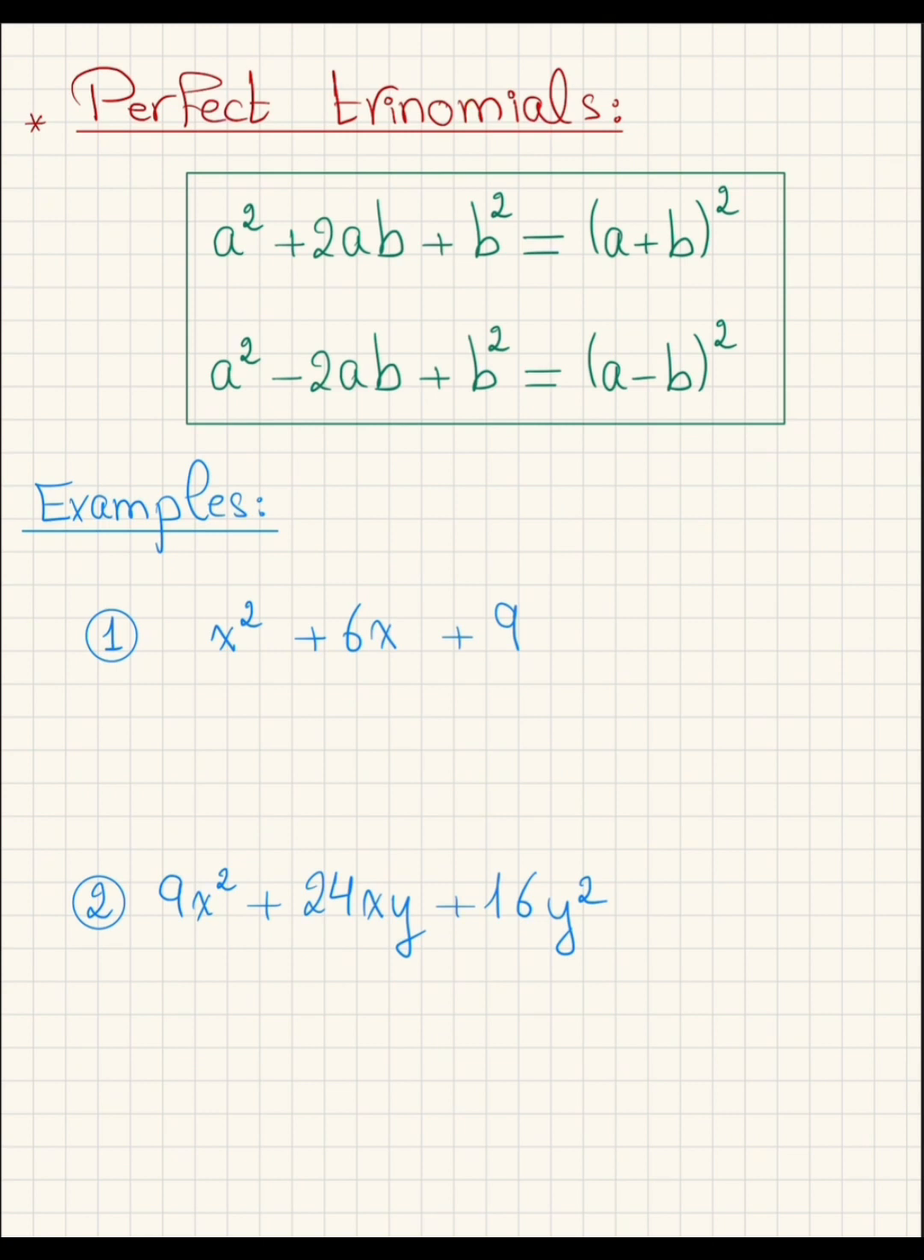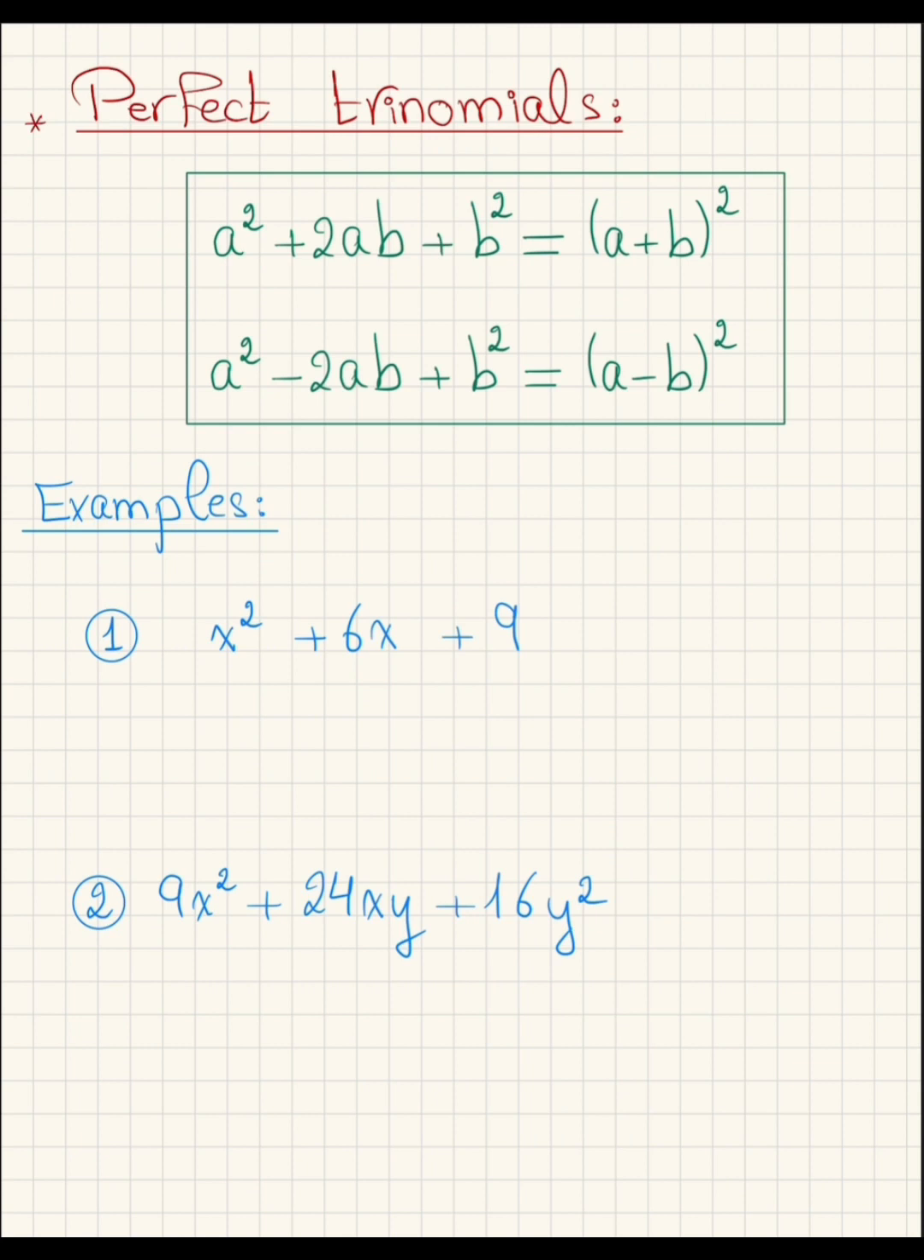What do I mean by perfect trinomials? That simply means these two remarkable identities. So in example 1, we have x squared plus 6x plus 9. I repeat the same process. I always ask myself, any common factor? The answer is no. Is it a difference of two squares? Obviously not, because we have three terms.